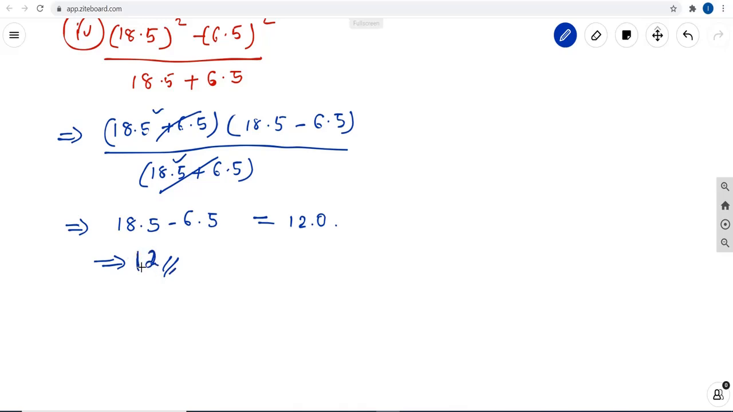So this completes your exercise 5E, and it completes your chapter 5 fully. All the exercises we have done. If you want, I'll put the link in the description box for your 5A, 5B, 5C and 5D also. So you can just go through that also. So this completes your chapter, Factorization 5.